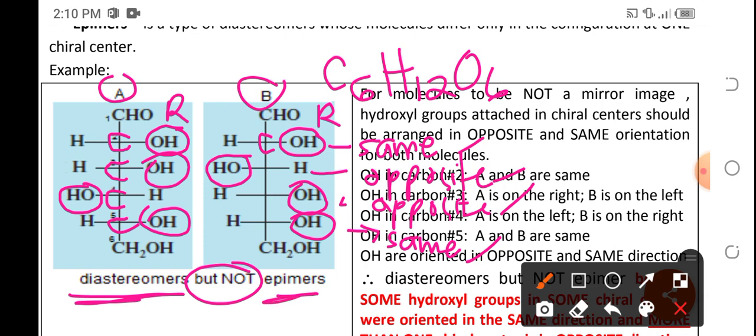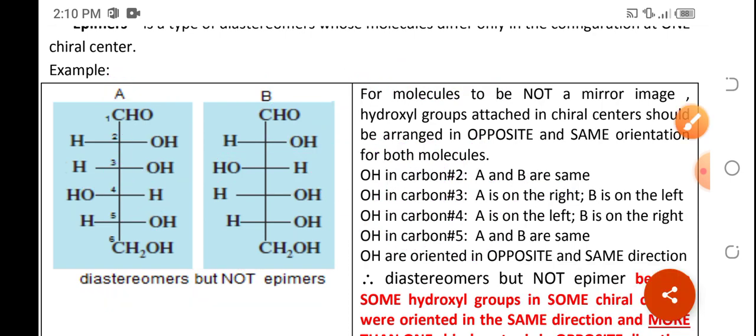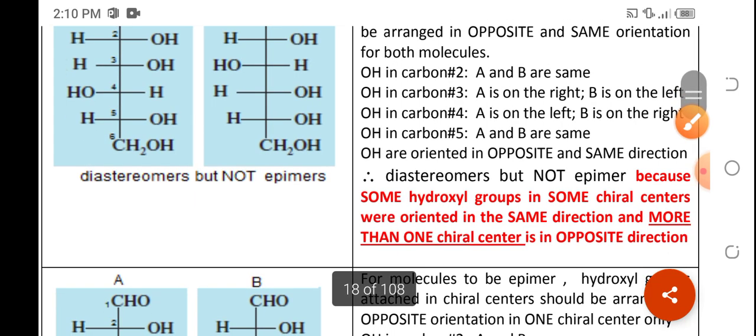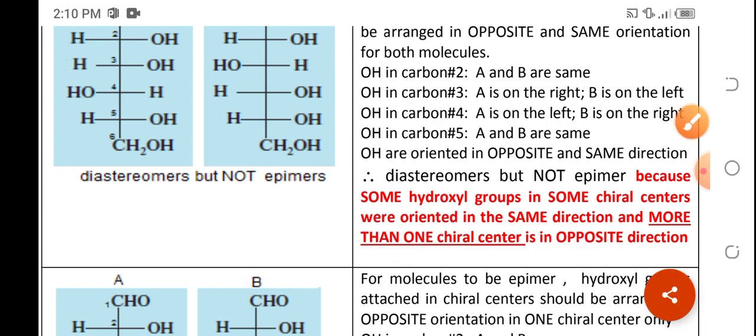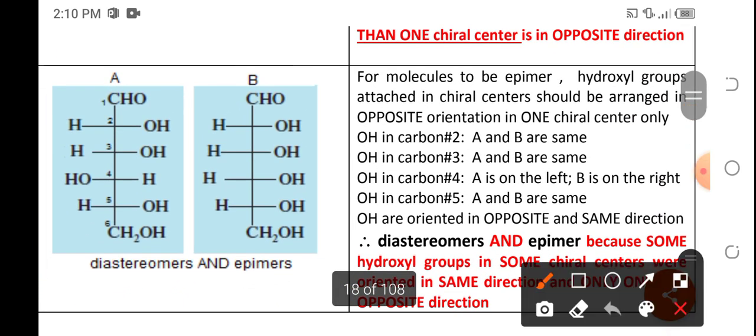Hindi siya pwedeng maging epimer kasi sabi natin kanina, for it to be an epimer, there should only be one different orientation. Dahil sa dalawa, ang different orientation natin, hindi siya pwedeng mag-fall as epimer. Diastereomers lang siya. Okay? So, ayan. Sabi niya, merong same and may more than one. Kasi ang requirement kasi for it to be an epimer, dapat isa lang. Since dito, more than one yung opposite. Okay. Next example is a diastereomer and at the same time, it's an epimer.